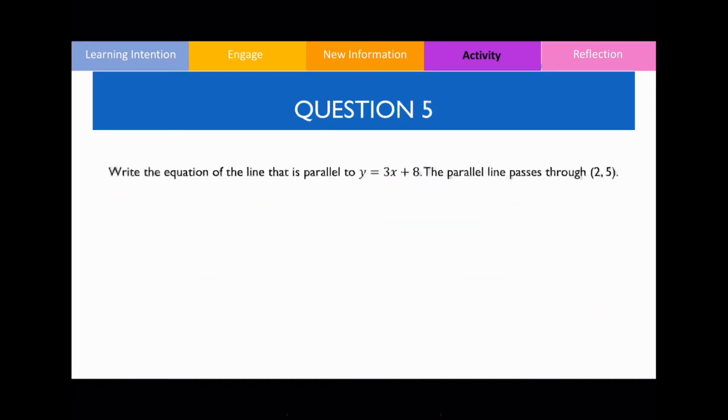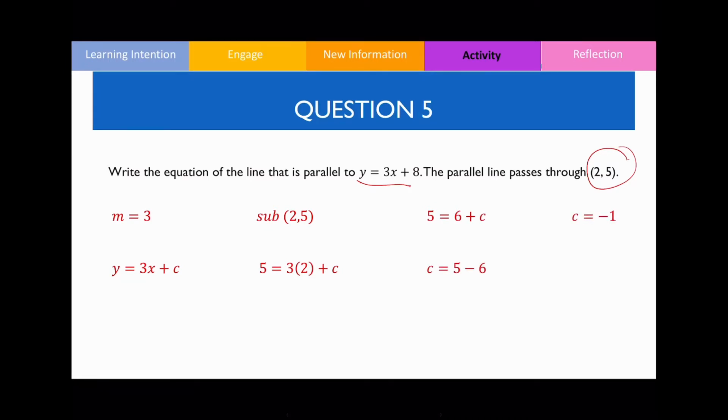For question 5, you're trying to find the equation that is parallel to this equation up here, and it also tells you that the parallel line passes through this coordinate. The reason why they give you this is so that you can find out what your y-intercept is. So since it's parallel, it will have the exact same gradient. So it's going to be y is equal to 3x plus c. Now we just need to solve for c by substituting the coordinates 2, 5 into the equation. And all we need to do is simplify, move 6 to the other side by subtracting both sides by 6. C is therefore equal to -1. And therefore, this will be your final answer.